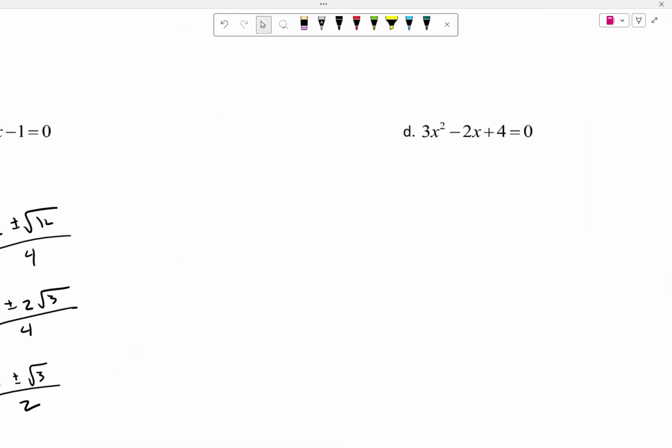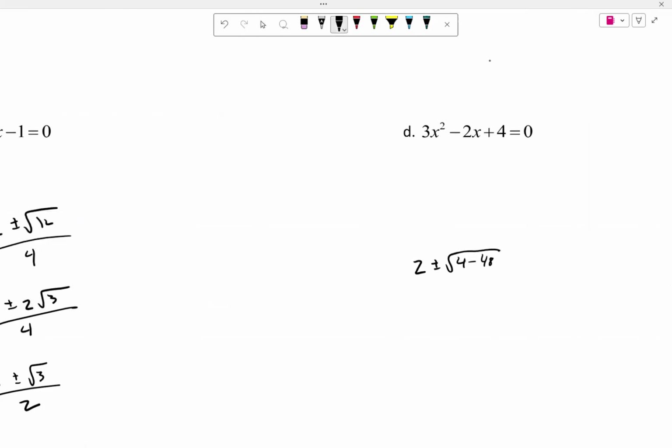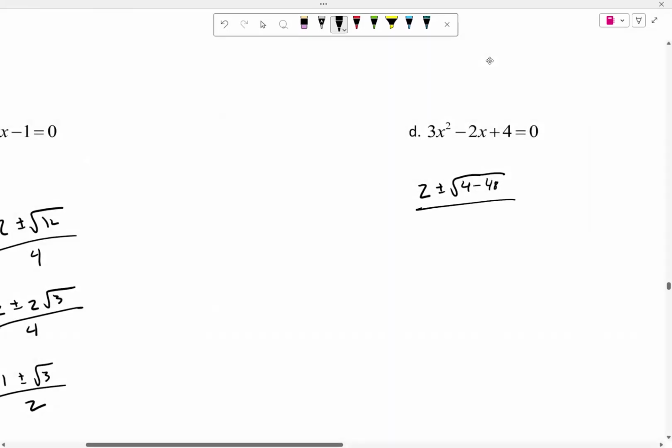I'm just going to put an i there. Okay, I like it. If you do the thing, you get the square root of 4 minus 48 over 6. What's under the square root? 4 minus 48. Okay, I see what you're doing. You're taking us back. I like it. Thank you. This one is a little bit different. All over 6, you said?